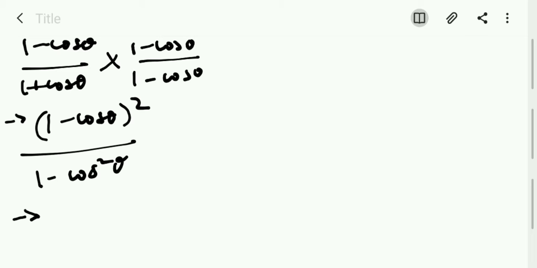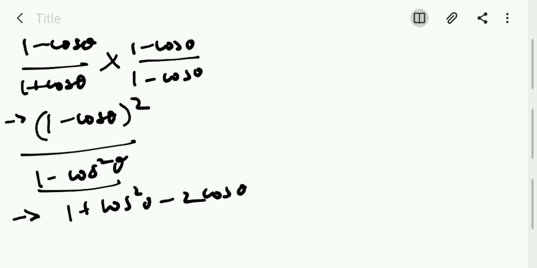So what is a minus b whole square, guys? a square plus b square minus 2ab, correct? And what is 1 minus cos square theta? It is nothing but sine square theta, by the identity cos square theta plus sine square theta is equal to 1. So 1 minus cos square theta is nothing but sine square theta. Now we have got this.